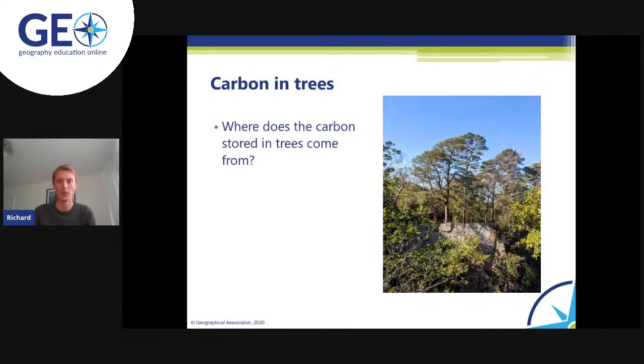I do have a slight delay on my comments, so I'll just give it a minute to see if any answers come through. So basically, where do trees get their carbon from?